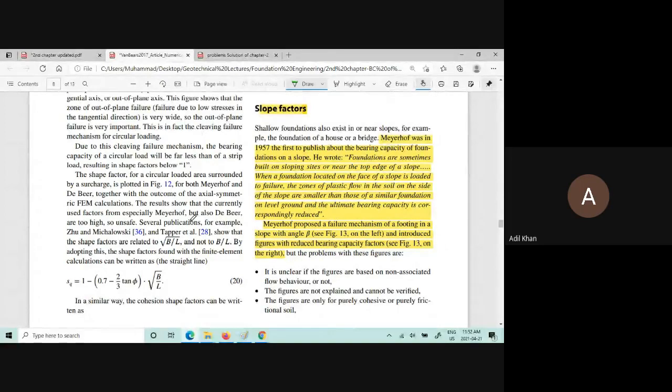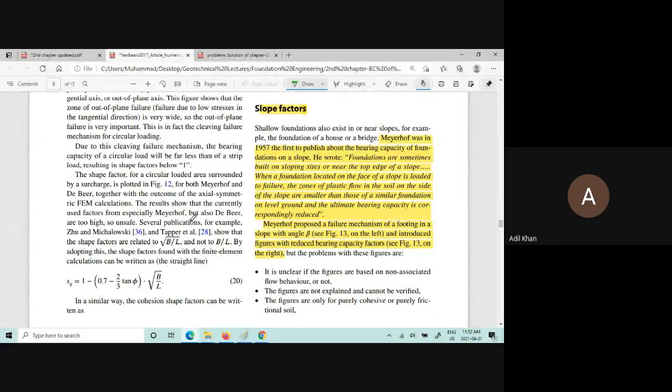Yes, Meyerhof was in 1957 the first to publish about the bearing capacity of foundation and slope. He wrote, foundations are sometimes built on sloping sides or near the top edge of a slope. When a foundation located on the face of a slope is loaded to failure, the zones of plastic flow in the soil on the side of the slope are smaller than those of a similar foundation on level ground, and the ultimate bearing capacity is correspondingly reduced.